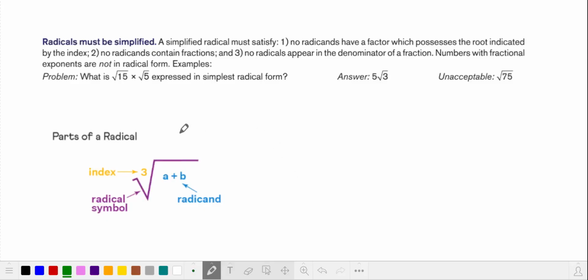MathCounts wants your square and cubed roots to be simplified. The radicand here is the part that's underneath the square root. This number 1 here means that there is no factor of the radicand that is a perfect square.